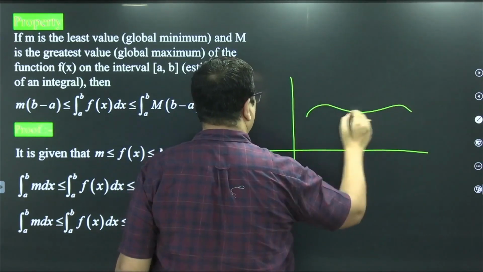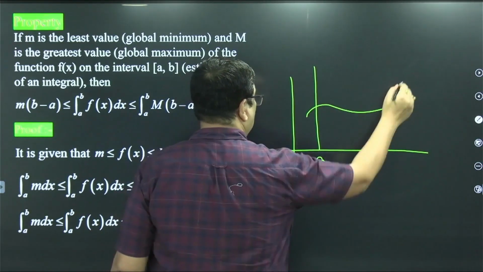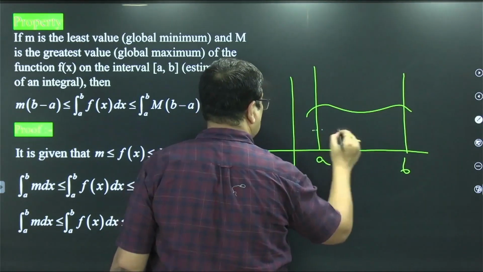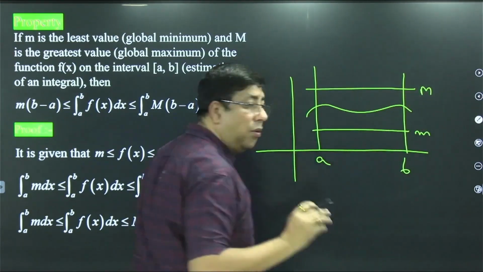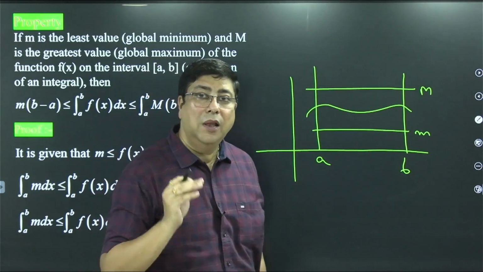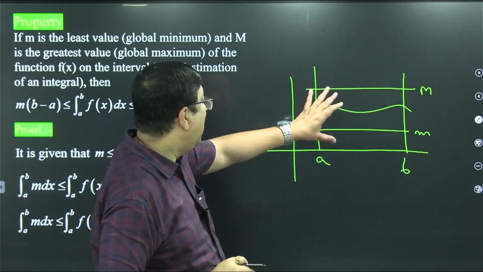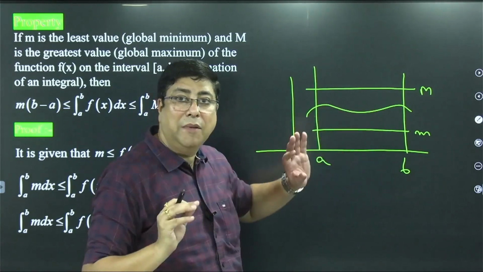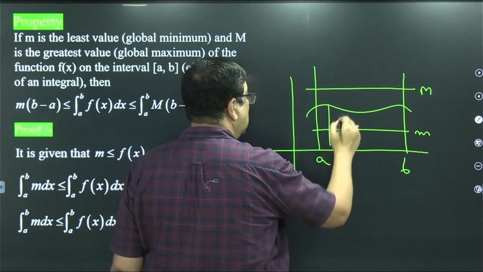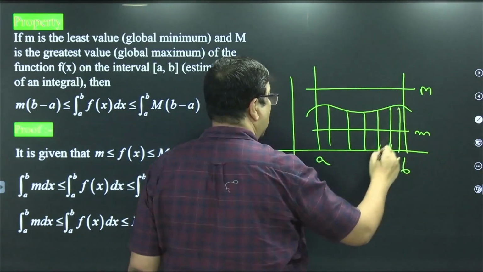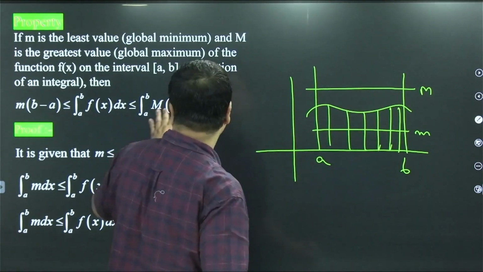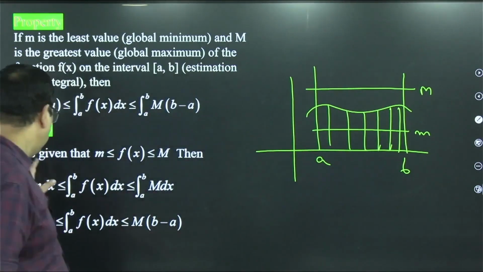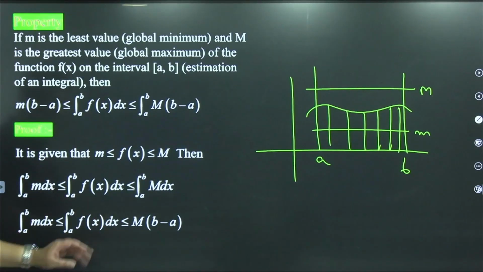Suppose this is a function f(x), from a to b, this is a and this is b. Suppose this is the small m and this is the capital M. This is the simple explanation, because of global min and global max. I am not going into the maximum and minimum case, I am just explaining. So obviously, this area must be less than this shadow. So this is the calculation. Similarly, this is the proof of this property. The proof is okay. Let's go to the next one.